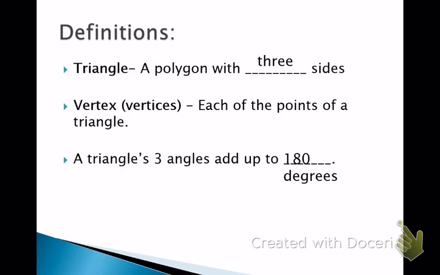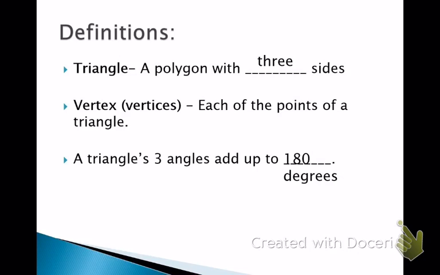Okay, first definitions. A triangle is a polygon with three sides. Remember, a polygon is just any geometric figure that's made up of three or more segments that we call sides, and the sides need to meet at endpoints so that they form a vertex. A triangle has three sides and therefore has three vertices, plural of vertex. That's just each of the corners of a triangle. A triangle has three corners, obviously.